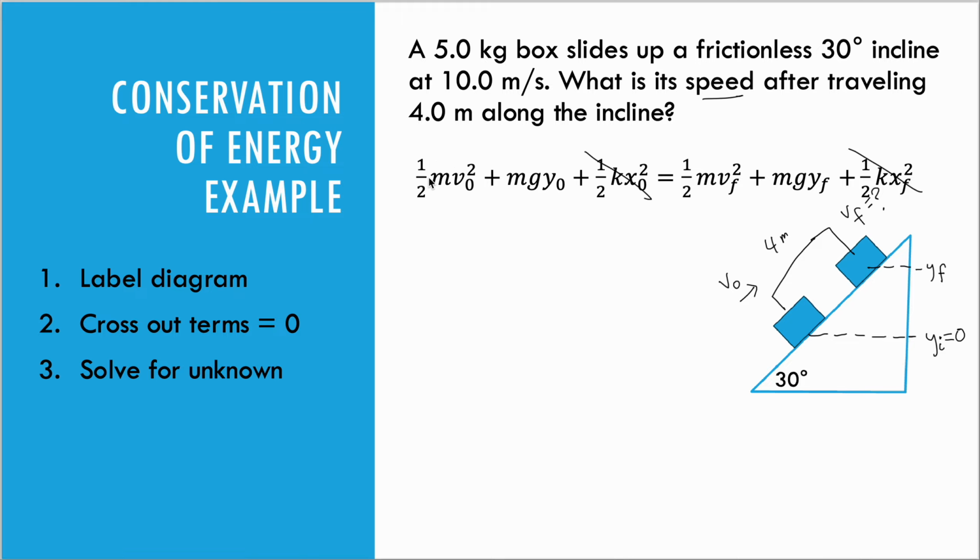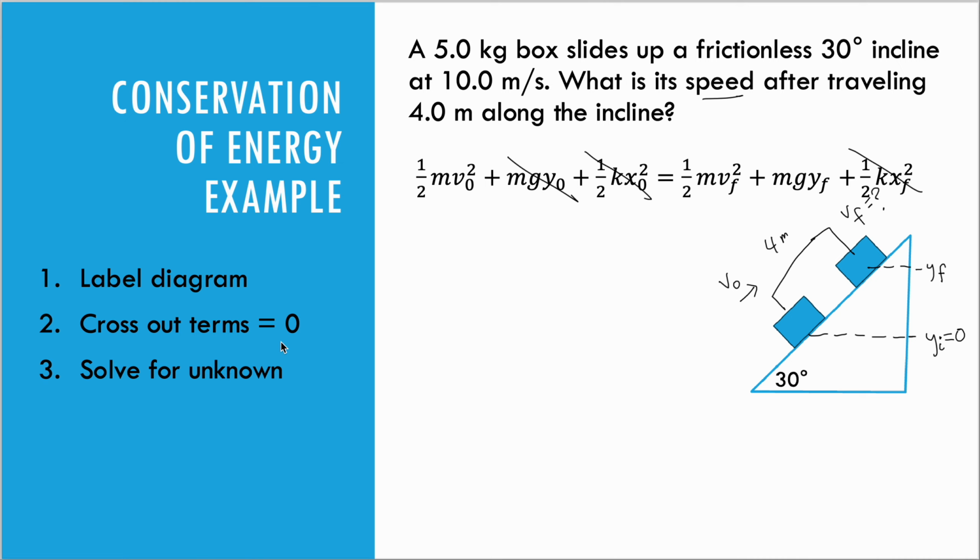We do have speed initially, so we do keep the kinetic energy term. Now initially we don't have any height because we call that our 0 level for height. So we can cross out the gravitational potential energy initial. And then for the final energies, we do have kinetic energy because we have speed, and we do have gravitational potential energy because we have height. So this is the equation that we're left with.